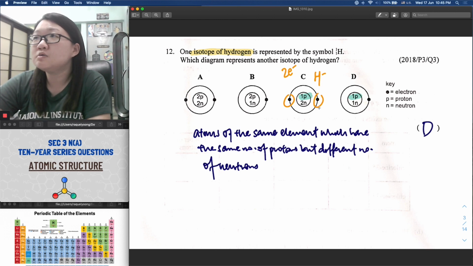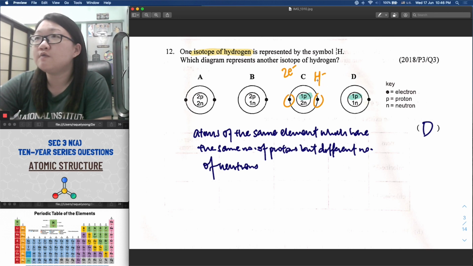Okay, so then now you need to decide whether your answer is C or D, right? So you use the next piece of information, which is the fact that they need to have different number of neutrons. Okay, so in this case, you can also do it in such a way.